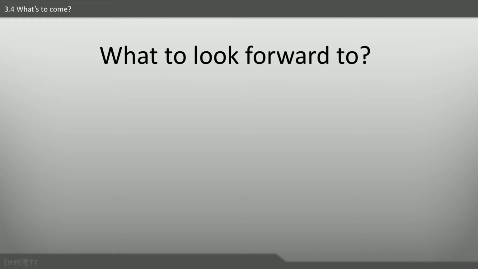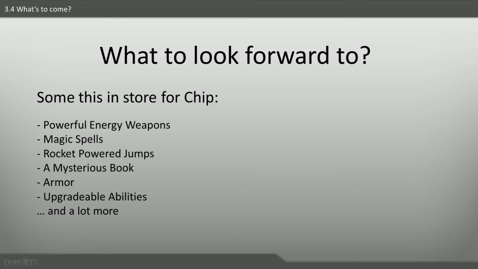And what can you look forward to then when it comes to the mechanics and the design of the game? Well, in store for Chip, I've made powerful energy weapons, magic spells. There's a rocket-powered jump that has to go with the bag, for example. There's this mysterious book. I'm not going to tell you too much about it, but there is this mysterious book in the world. Mysterious book, I have to repeat it thrice, because that's the rule of 3, the magical rule of 3 that goes into storytelling. We have armors, we have upgradable abilities, and a lot more.